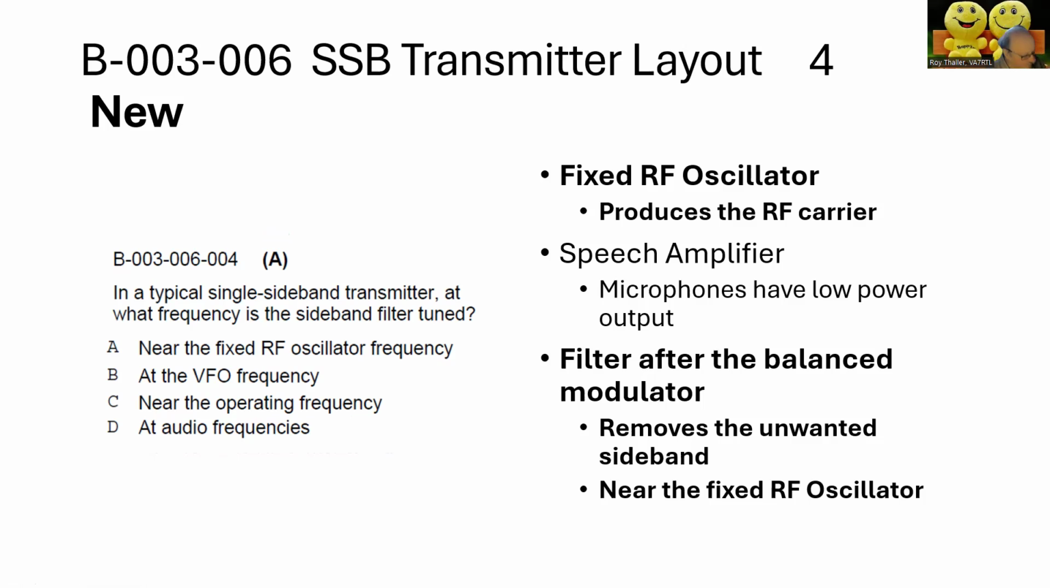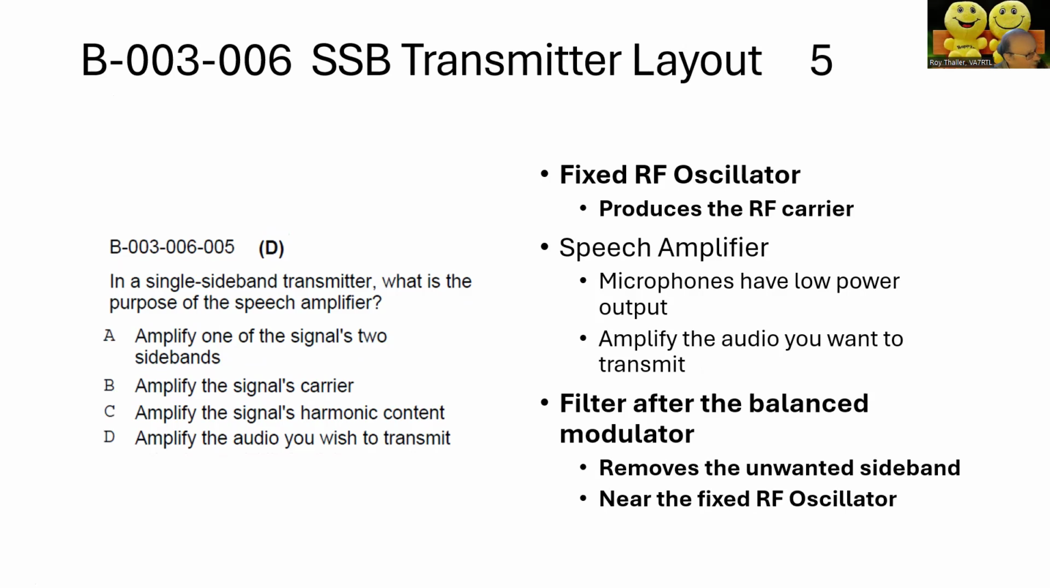Here's another new question. In a typical single sideband transmitter, at what frequency is the sideband filter tuned? In this case, it's tuned near the fixed RF oscillator frequency. So A is the correct answer. In a single sideband transmitter, what is the purpose of the speech amplifier? And so D is the correct answer. It amplifies the audio you wish to transmit.